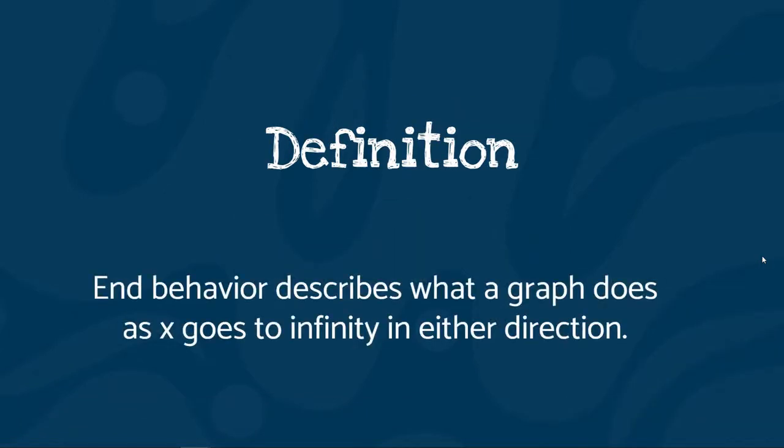So the definition: end behavior describes what a graph does as x goes to infinity in either direction. So as x moves to negative infinity, what is the f of x doing? That is what end behavior is talking about. We always say x is going to negative infinity, f of x goes to either positive infinity, negative infinity, or to a specific number. And then as x moves to positive infinity, f of x goes to negative infinity, positive infinity, or a specific number.